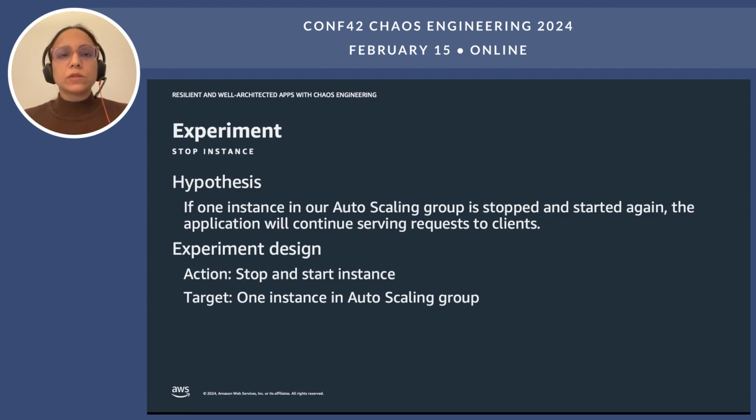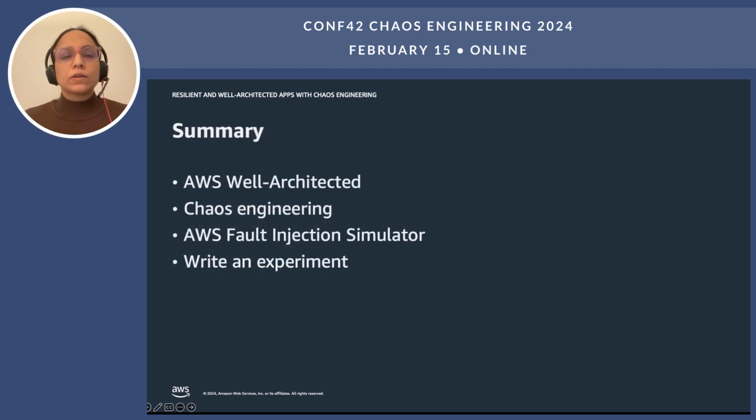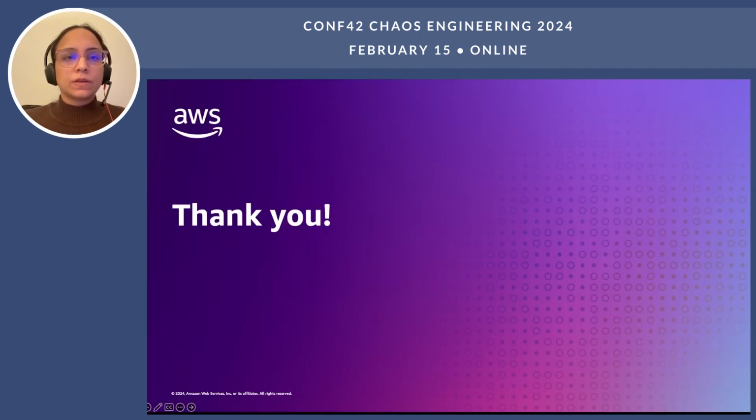This is just an example of how you can write experiments and improvise to include chaos engineering for your workloads. You can further continue the journey by distributing the workload to multiple availability zones, improving RDS availability, and implementing continuous integration and delivery. To summarize, today we learned about AWS Well-Architected, chaos engineering, AWS Fault Injection Simulator, and how to write an experiment for it.